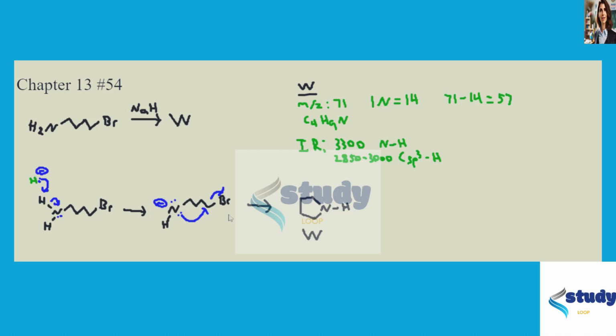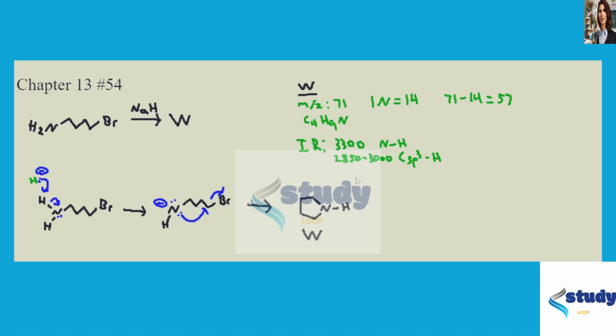Bromine, of course, is a very good leaving group. And really, whenever we see an alkyl bromide, it's probably appropriate to think that an SN2 reaction is possible. And so that's all that happens here. The nitrogen nucleophile is going to do an SN2 onto the carbon with the bromine. The bromine will leave, and you'll get this 5-membered nitrogen-containing ring.